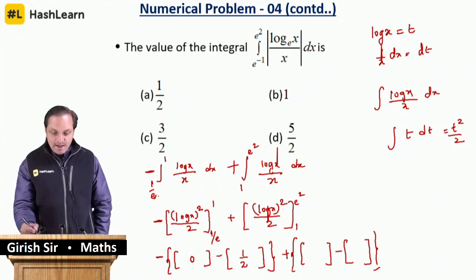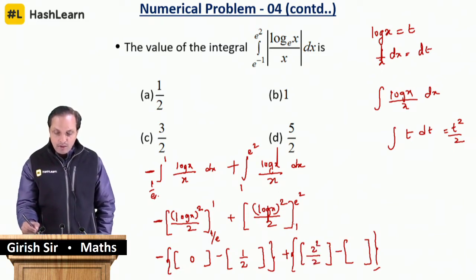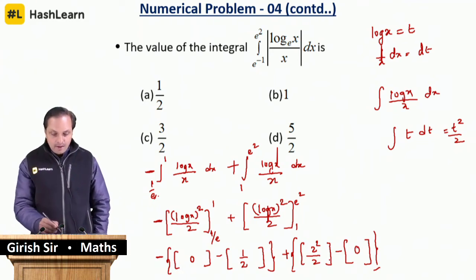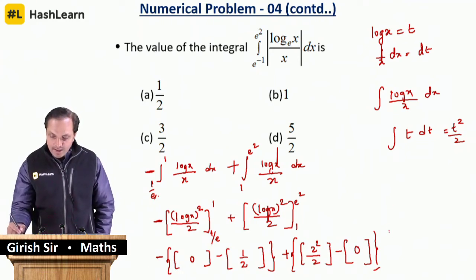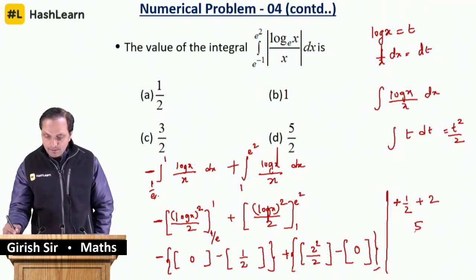Let us come to the second part. This becomes e square, log e square is 2, so 2 square by 2. For the lower limit, log 1 is 0, leave it, it becomes 0. Here there is a negative sign, so let us take that negative sign into the picture. The negative sign and this minus half will give you plus half. Here there is a plus, and 2 square by 2 is 2, so that will give you 5 by 2.